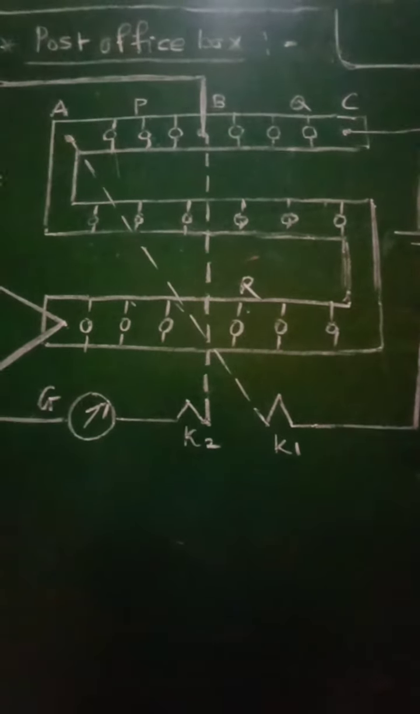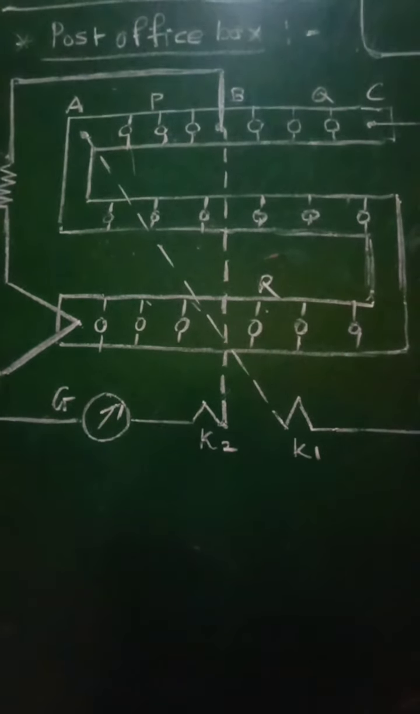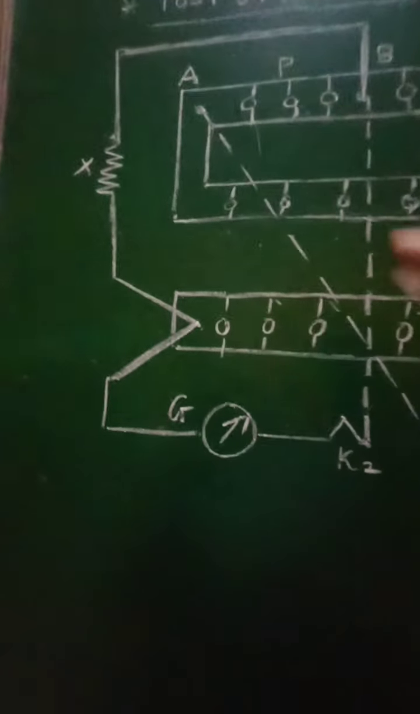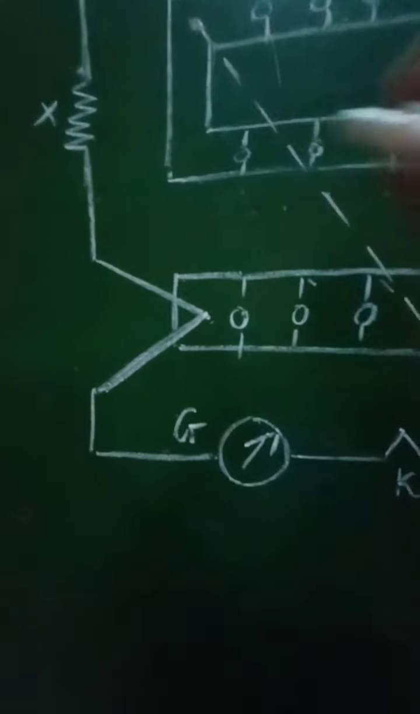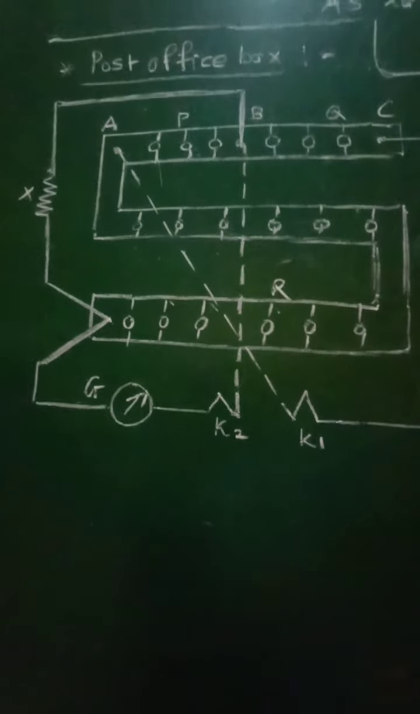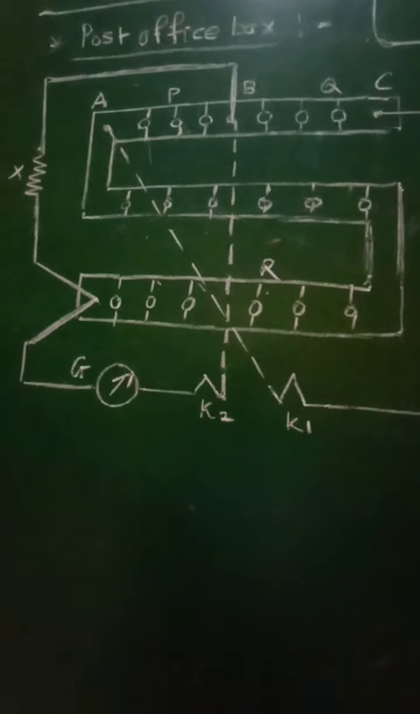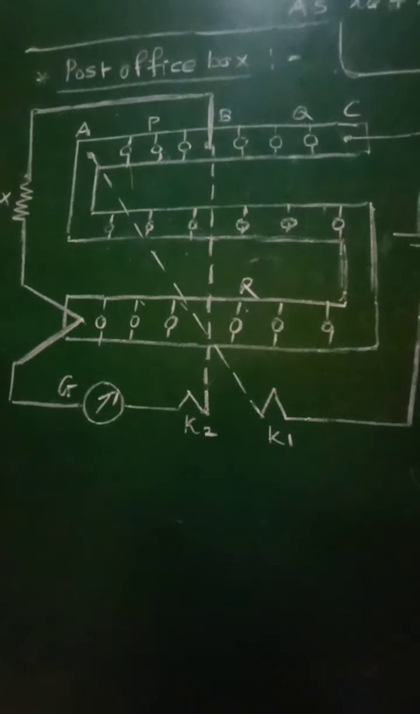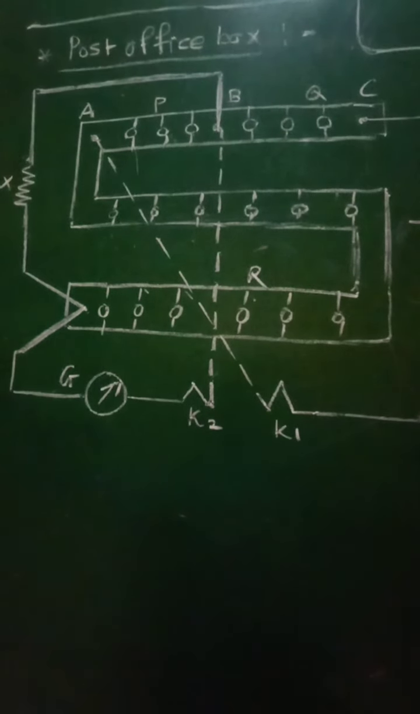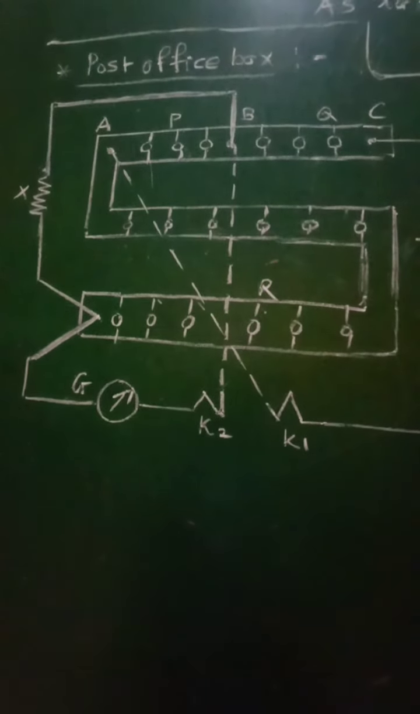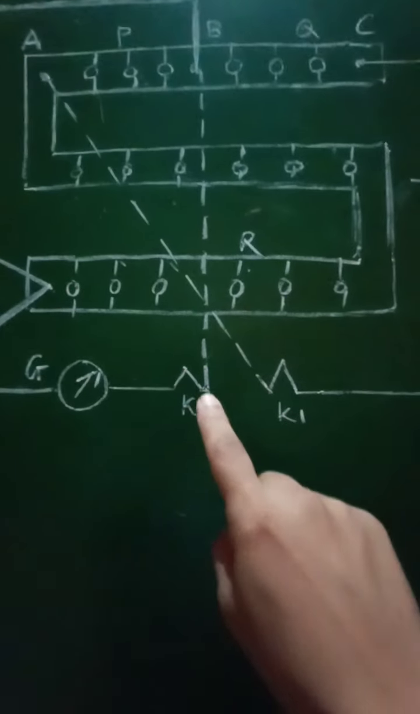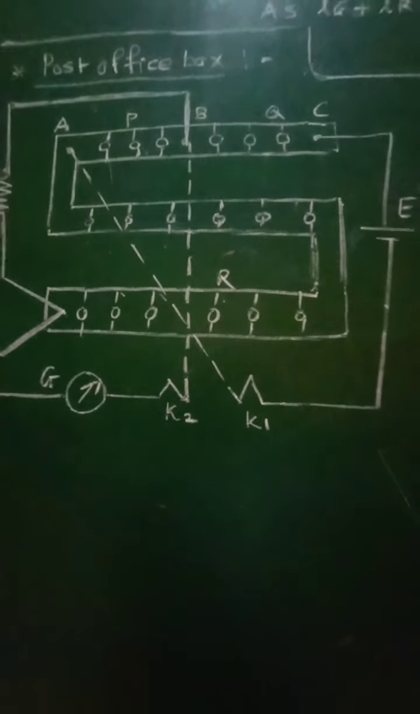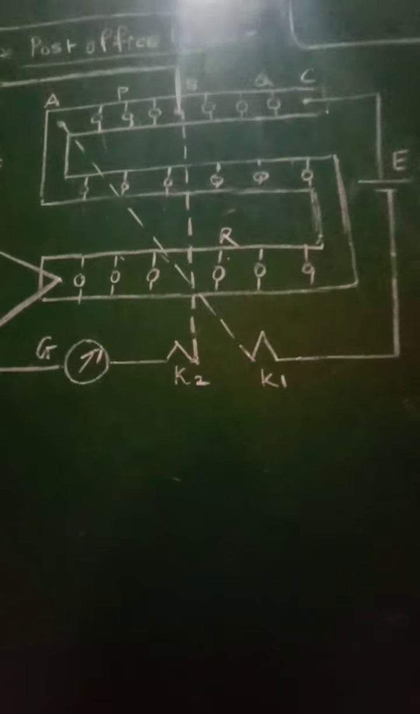The unknown resistance X forms the fourth resistance. This X is externally connected in the circuit and it will give rise to the fourth resistance. So all these resistances P, Q, R and X, these four resistances, are connected in the form of a Wheatstone bridge, and in the diagram there are two tap keys K1 and K2. For proper contact, these two keys K1 and K2 act as tap keys.